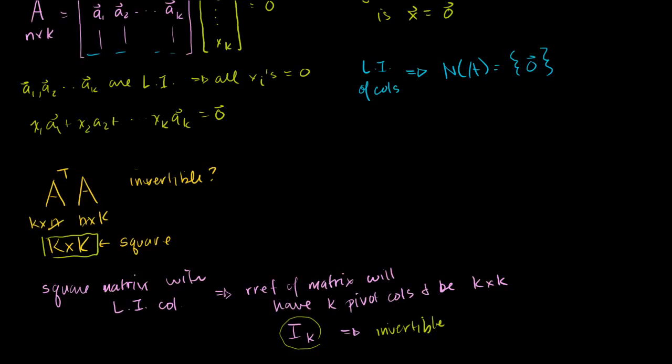So let's say I have some vector v, a member of the null space of A transpose A. That means that if I take A transpose A times my vector v, I am going to get the 0 vector. Fair enough? Now, what happens if I multiply both sides of this equation by v transpose? Actually, let me just do it right here. I multiply v transpose on this side and v transpose on this side.